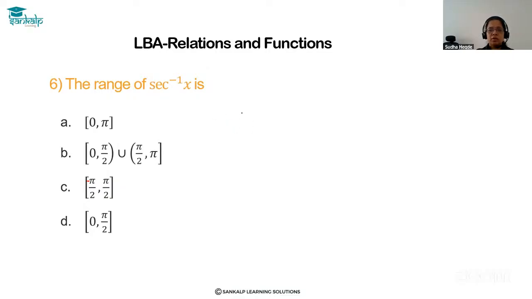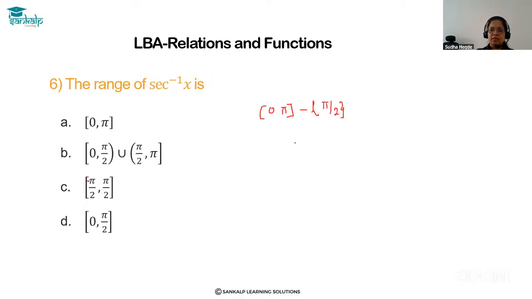So, like cos inverse range is 0 to pi. But secant inverse is not defined at pi by 2. Secant inverse of pi by 2 is infinity. Therefore, except pi by 2, you can take all the values of closed interval 0 to pi. pi by 2 you have to remove from 0 to pi.